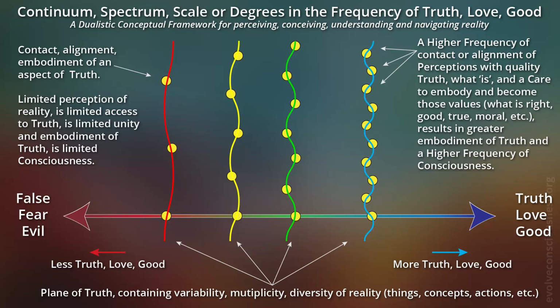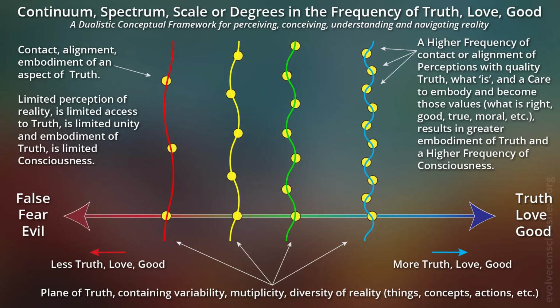I didn't count them, I'm just saying. So you have a limited perception of reality, limited access to truth, limited unity and embodiment of truth, and that's limited consciousness. That's on the red side. Now if you go to the blue side, where you have more contact with truth, love, and good, that's a higher frequency of contact or alignment of perceptions with quality truth, what is, and a care to embody and become those values, what is right, good, true, moral, etc. That results in greater embodiment of truth and a higher frequency of consciousness.